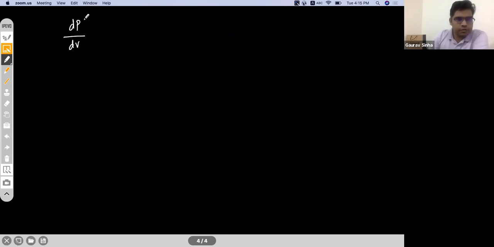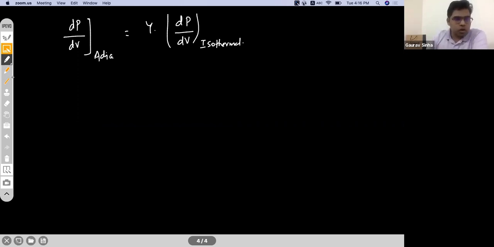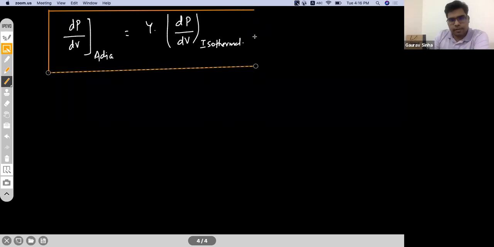of adiabatic is equal to gamma times dP by dV of isothermal. Okay, so what can we conclude? The slope in the adiabatic process is gamma times more than the slope in the isothermal process. Okay, copy this down.